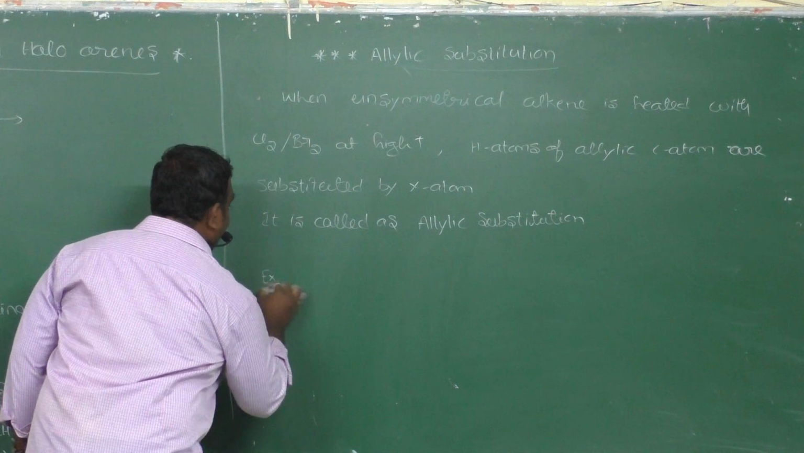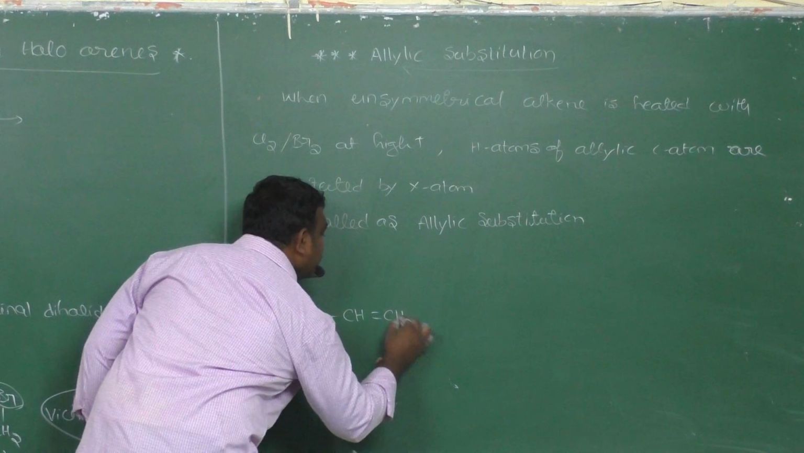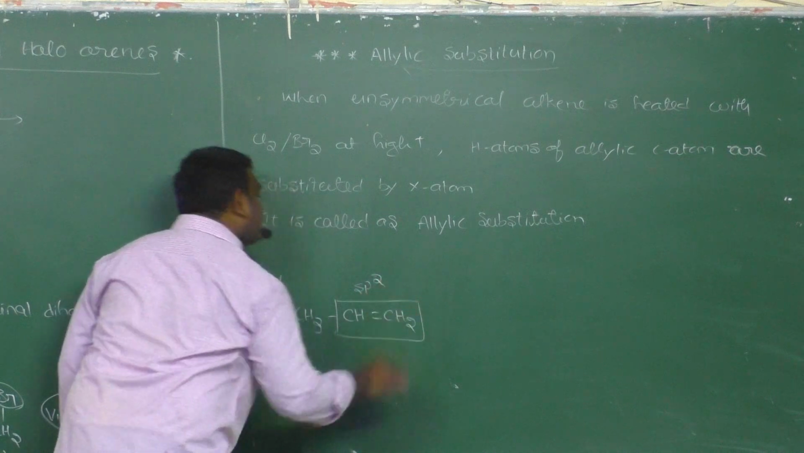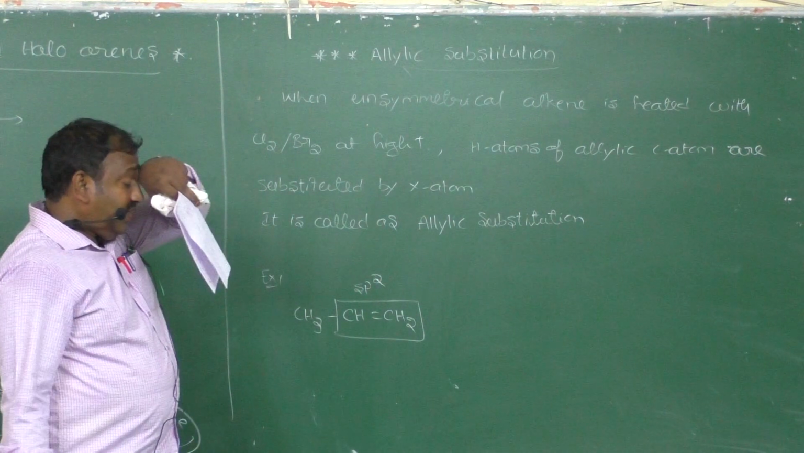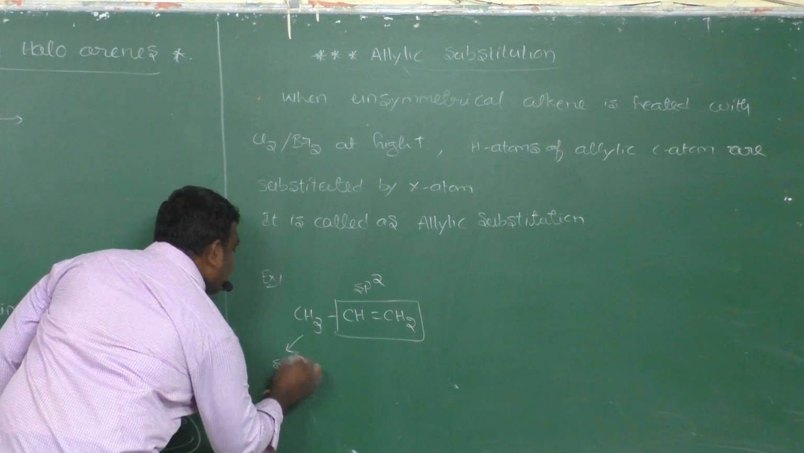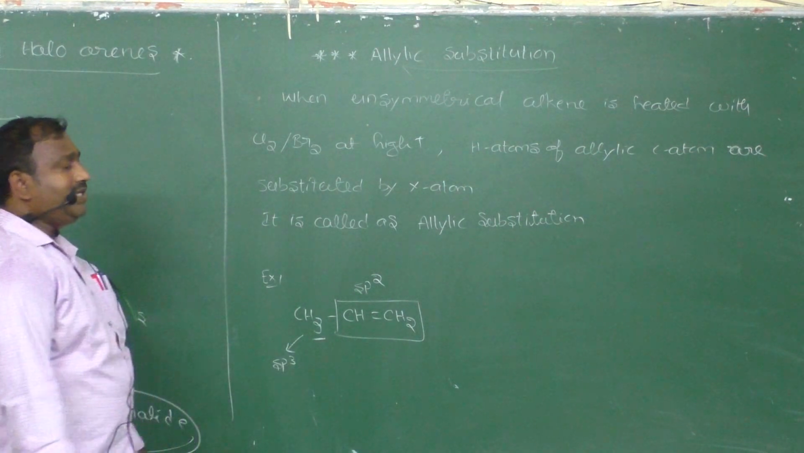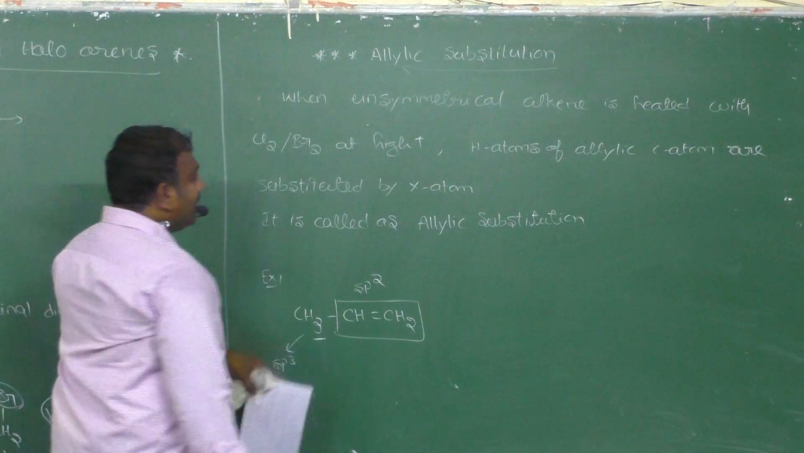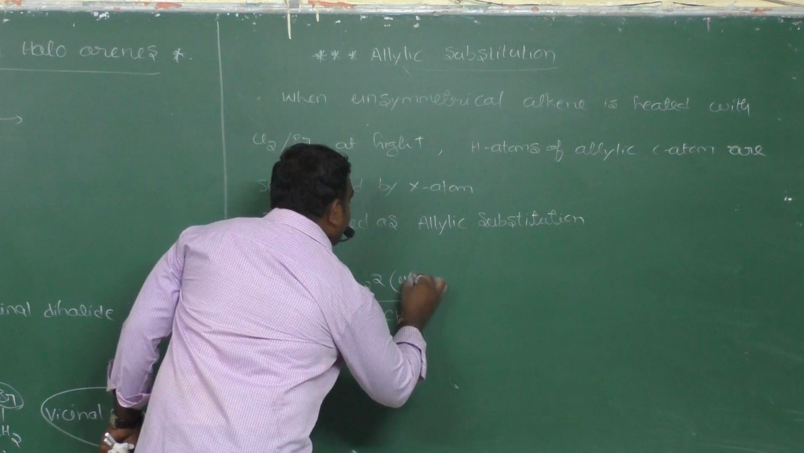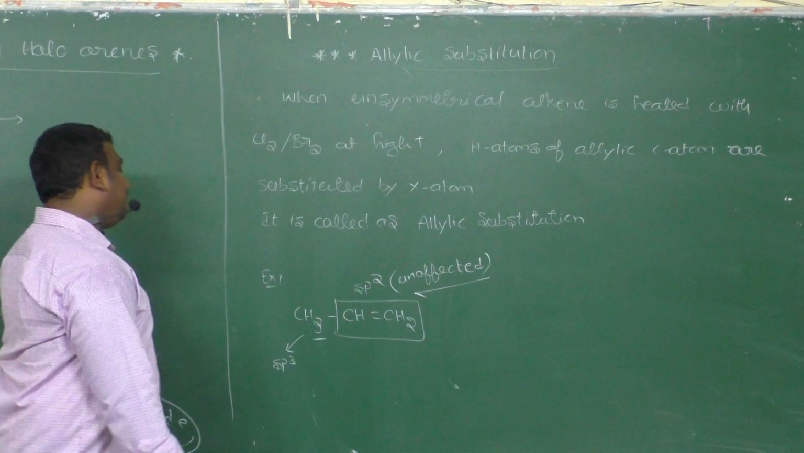Here, CH3CH=CH2. These two carbons are bonded by a double bond, so they are in sp2 hybridization and this carbon is sp3. This is called the allylic carbon, and the hydrogens attached to this carbon are called allylic hydrogens. The sp2 carbons and their hydrogens are unaffected.